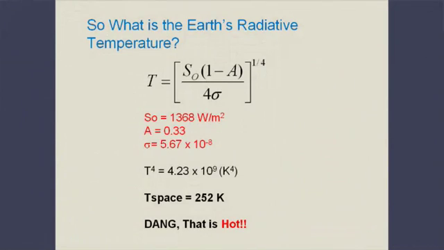Well, you put in the solar constant, the albedo, 5.67 times 10 to the minus 8. And that's T to the 4th, so you take the 4th power. And so the Earth's radiative temperature is 252 kelvins, which sounds kind of hot.